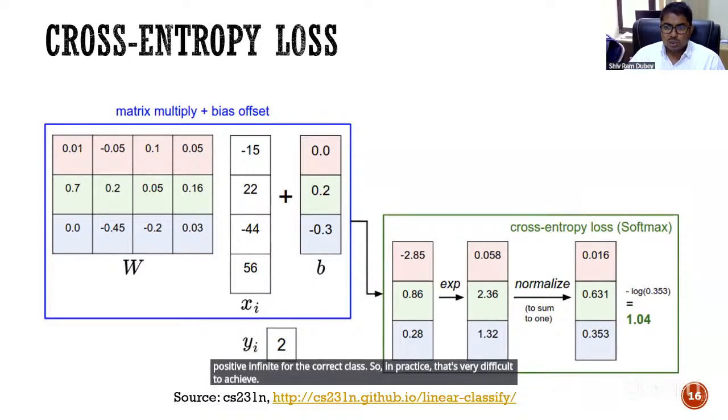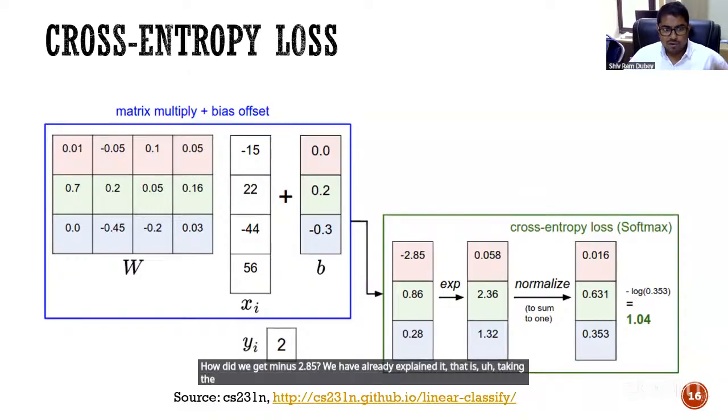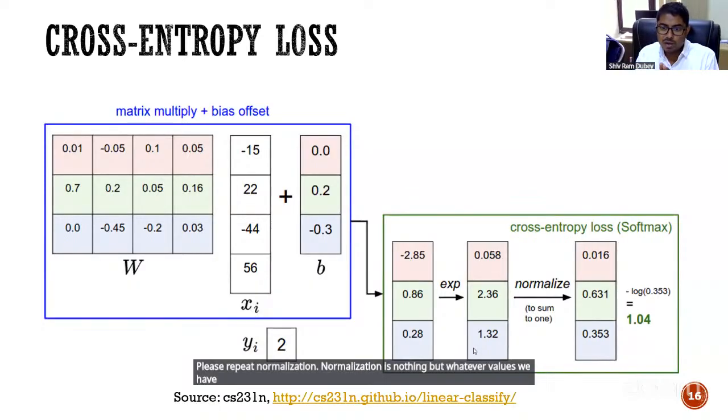How did we get minus 2.85? We have already explained it. That is taking the different rows of this W, performing dot product with xi, and then adding the b value. Please repeat normalization. Normalization is nothing but adding all the values we have, and then dividing each value by that summation. That is the normalization.